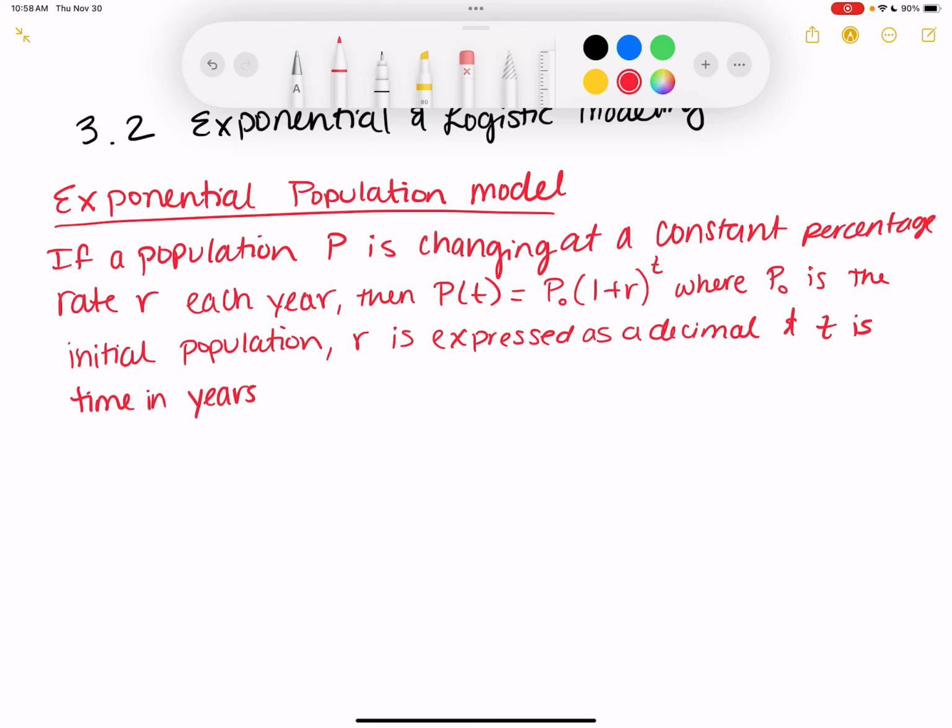Alright, so these first ones say to tell whether the function is an exponential growth function or an exponential decay function, and find the constant percentage rate of the growth or decay. So that's going to be finding R. So number 2: P of T is equal to 4.3 times 1.018 raised to the T. So that's what's given to you.